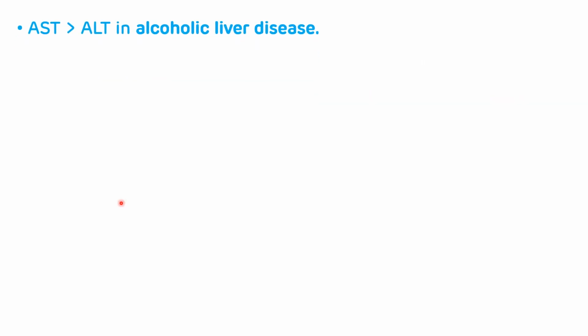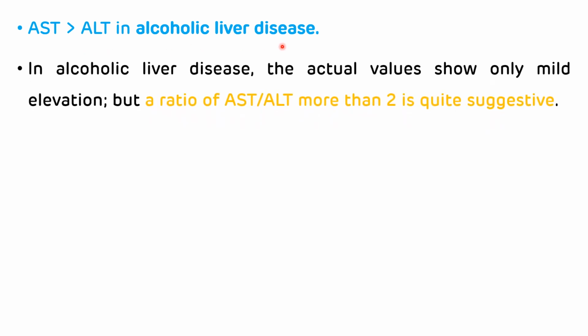Now AST is greater than ALT in alcoholic liver diseases. In alcoholic liver diseases, the actual values show only mild elevation, but a ratio of AST to ALT of more than 2 is quite suggestive of alcoholic liver disease. Normal ratio of AST to ALT is 0.8.